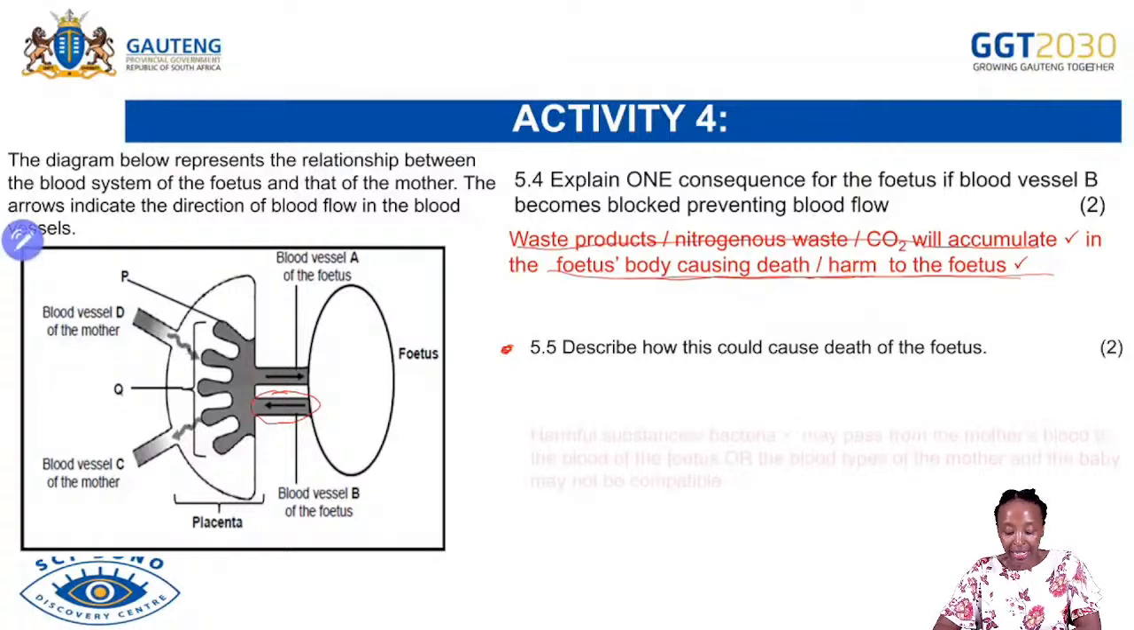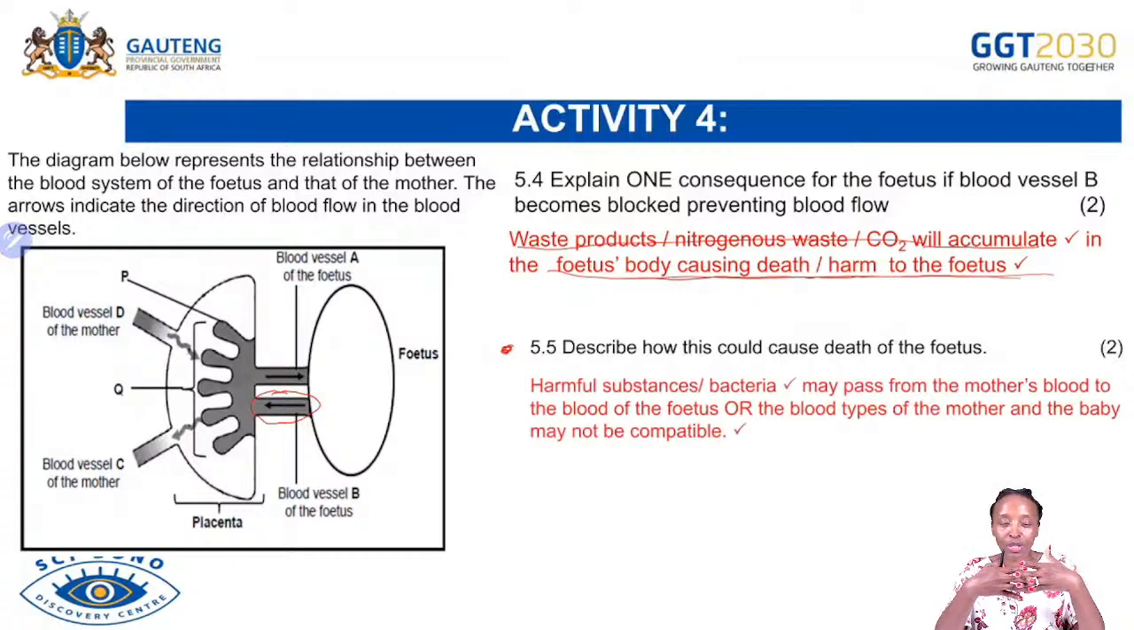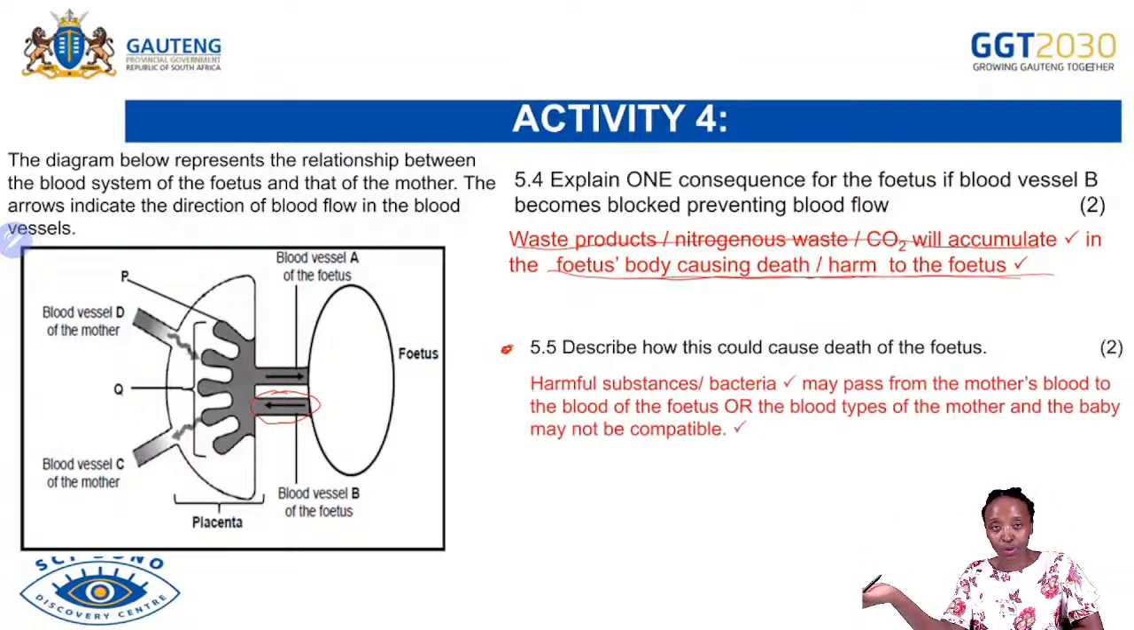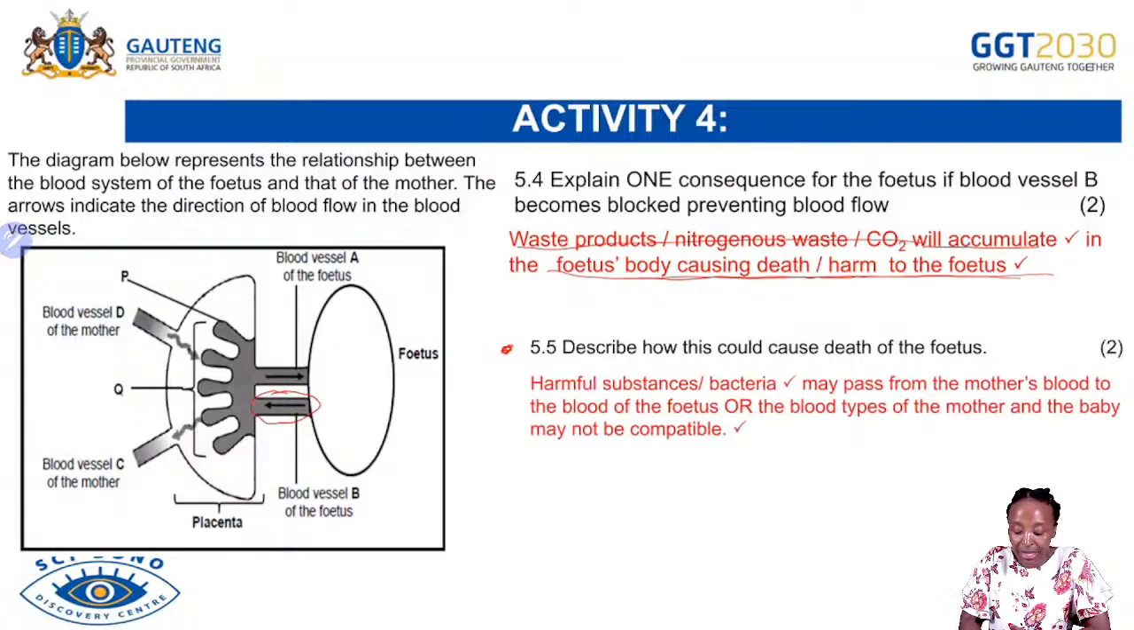So remember what we said earlier. When we look into this, we said they do not mix because the placenta is there to make sure that the harmful substances from the mother do not get into what? Into the child or into the fetus. For example, let's say if the mother is sick with flu, so the bacteria or the virus that the mother is carrying at that time is prevented from reaching the child's blood, because if it reaches the fetus's blood, then it may lead to death. So how could this lead to death? Harmful substances may be passed from the mother's blood to the fetus's blood. So that is one thing. There might be harmful substances that might be passed. Two, their blood types might not be compatible. So if the blood types are not compatible, that would also lead to death.